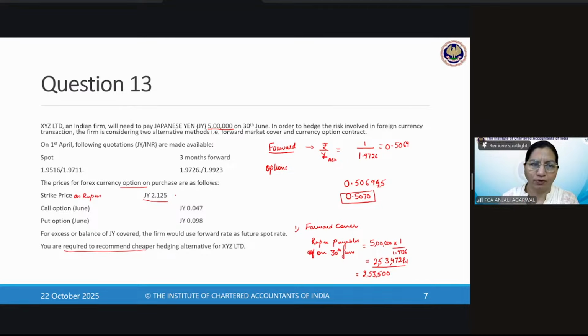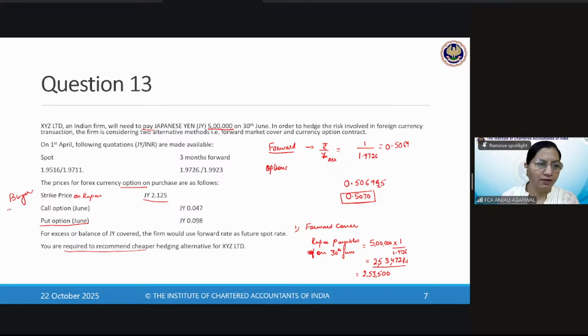Japanese yen 2.125. Call option or put option? So we have Japanese yen payables, in the sense we need to buy Japanese yen, therefore we need to sell rupees. Sell rupees means put option. If you want to be a buyer of an option, you could have also been a seller of an option. In that case, you could have gone for a call option also. You could have sold a call option.